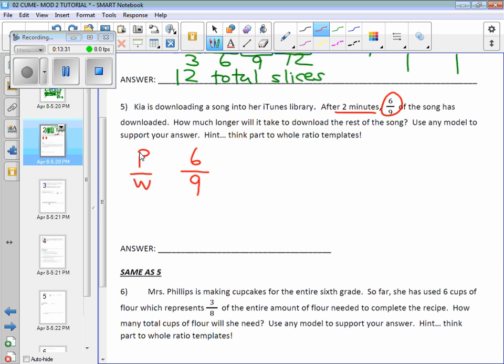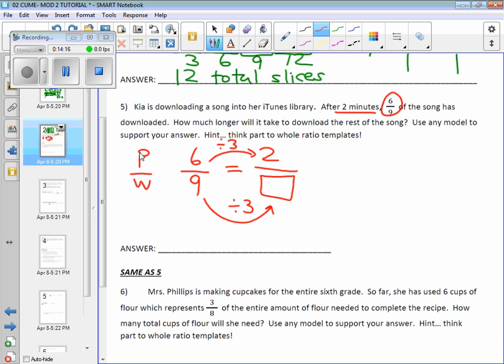So we have to kind of think to ourselves, well, 2 minutes is not the entire time, it's part of the time. So we're going to put the 2 on top. We're trying to figure out what the whole amount is. We actually need the whole amount first before we can determine how much longer it's going to take to download the remaining rest of the song. Once we have our 2 ratios, we need to take a look at the relationship with the 2 numbers that we have. 6 divided by 3 will give me 2. And then I'm going to do the same thing with my 9.